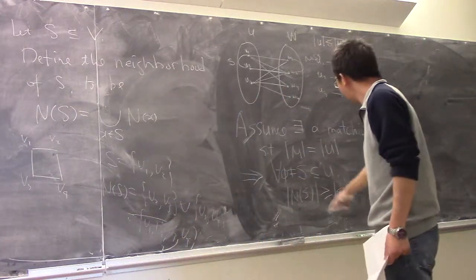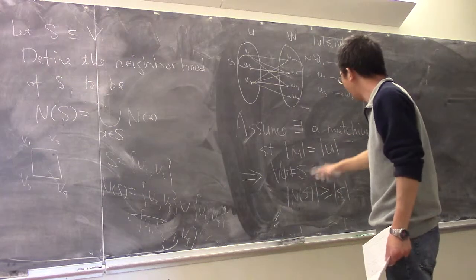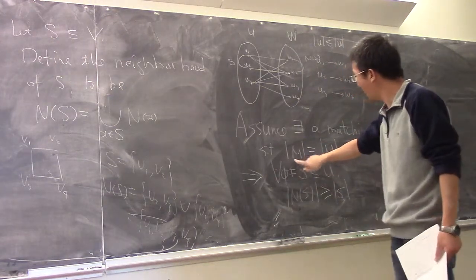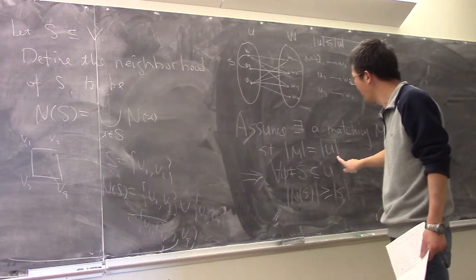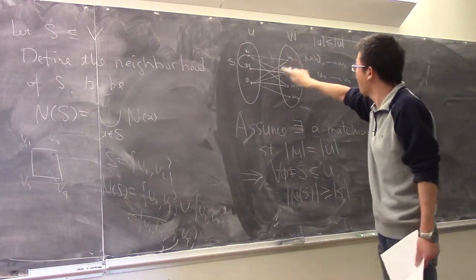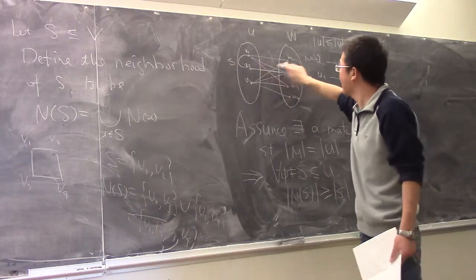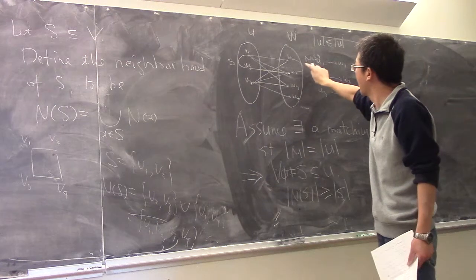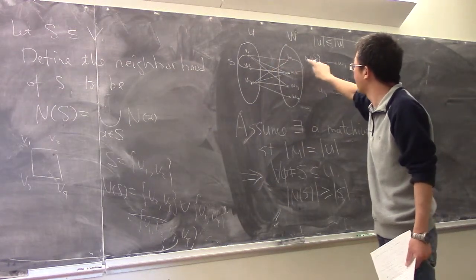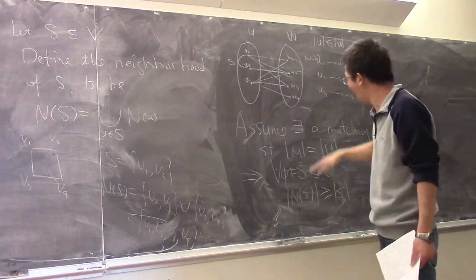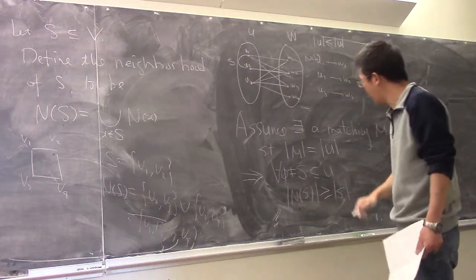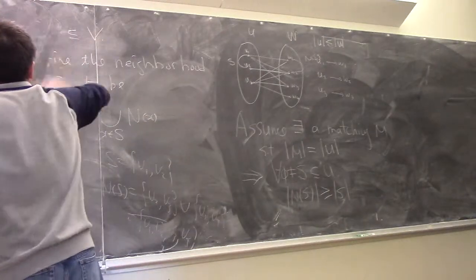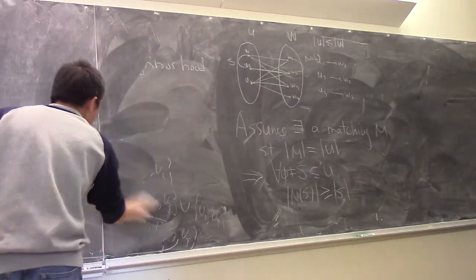So assume there exists such a matching, with the cardinality of M exactly equal to the cardinality of U, so everyone is matched with someone from W. Then given any subset, the vertices you match belong to the neighborhood of S, so there's a one-to-one correspondence. The neighborhood of S might be a little bit larger. Therefore, you should have this condition. Surprisingly, the converse is also going to be true.